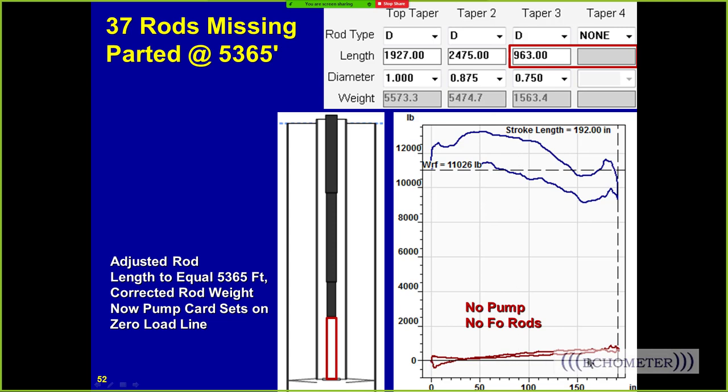The pump card is going to sit on zero because there's no pump attached, and it's only the weight of rods in the fluid on the upstroke, weight of rods and fluid on the downstroke. So it's a flat pump card sitting on zero.